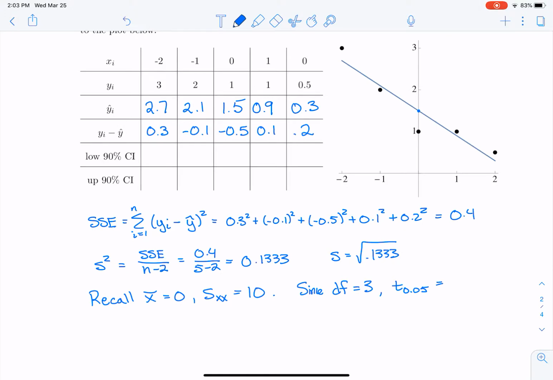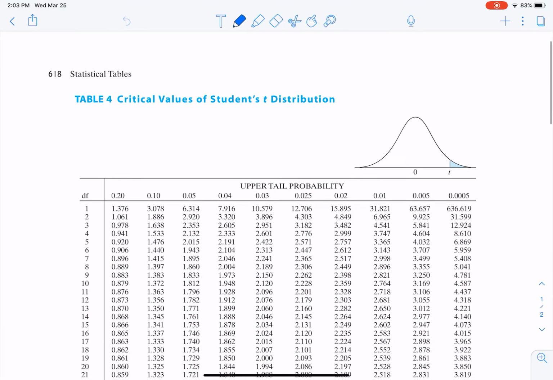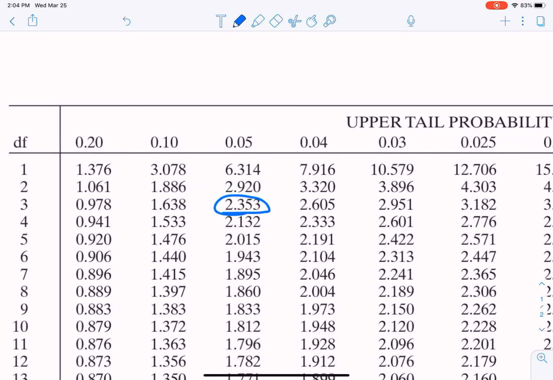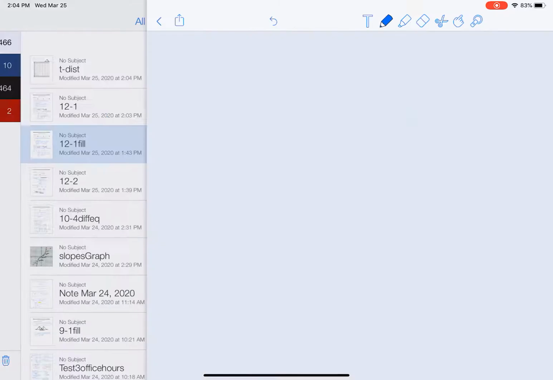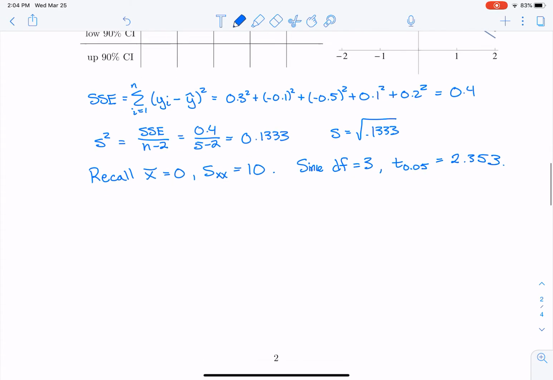I'm going to go back to the t chart. The t chart, 0.05 with degrees of freedom 3 is going to be 2.353. So I'll zoom in there so you can see it. So now we're going to go back. So this is going to be 2.353. And now I have everything that I need to compute the confidence interval.